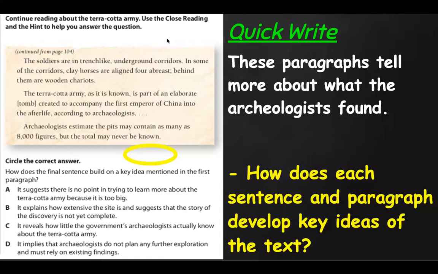Where in the text did it tell you that? In this one, because it says archaeologists estimate the pits may contain as many as 8,000 figures, but the total may never be known. So they don't plan the answer about what they find. They just say what they think about it, and they rely on the evidence they have at that moment. So every time they find something new, they have a new answer. They don't just make it up.